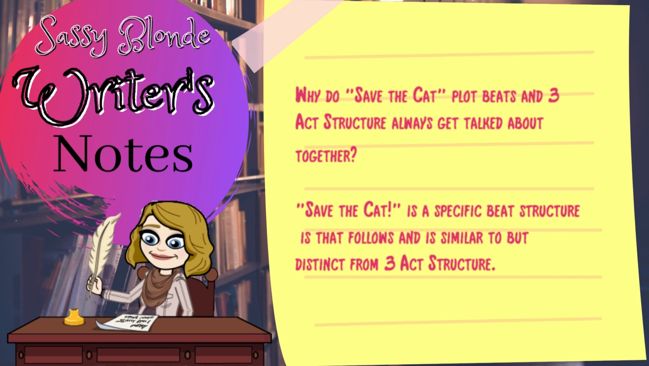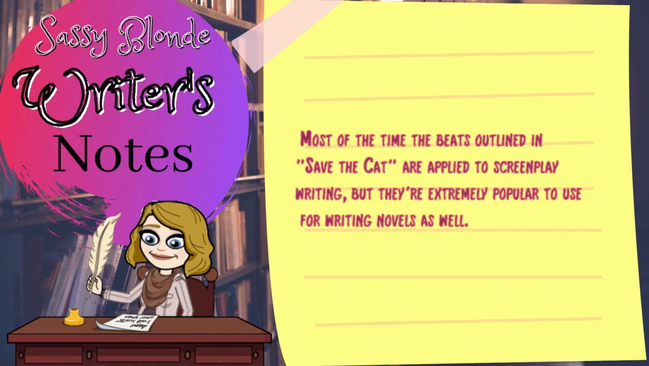So, Save the Cat is a type of 3-act structure, but not all 3-act structures follow the same beats as Save the Cat. So bear with me on. Most of the time, the beats outlined in Save the Cat are applied to screenplay writing, but they're extremely popular to use on AuthorTube for writing novels, which is why we are here.